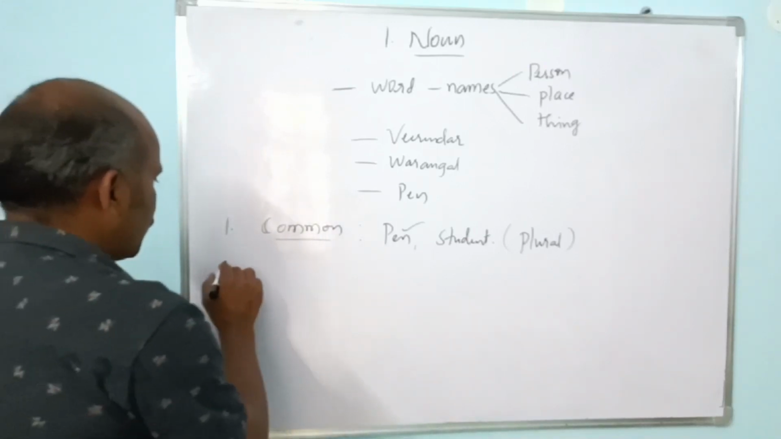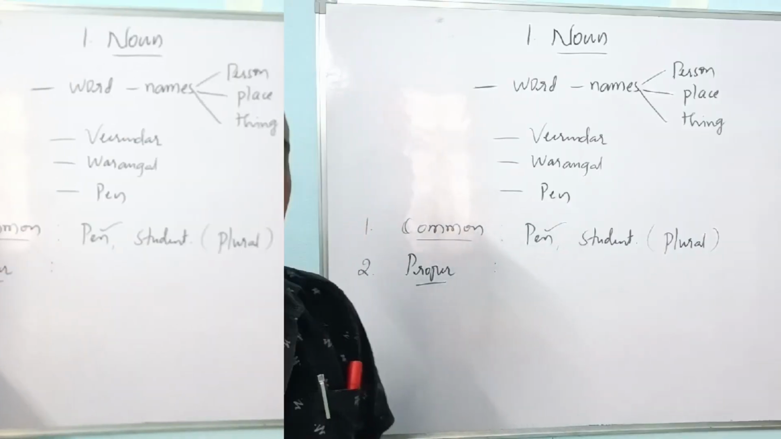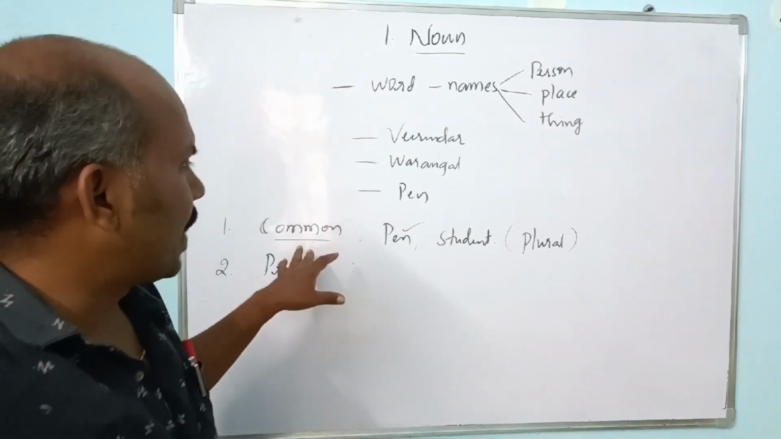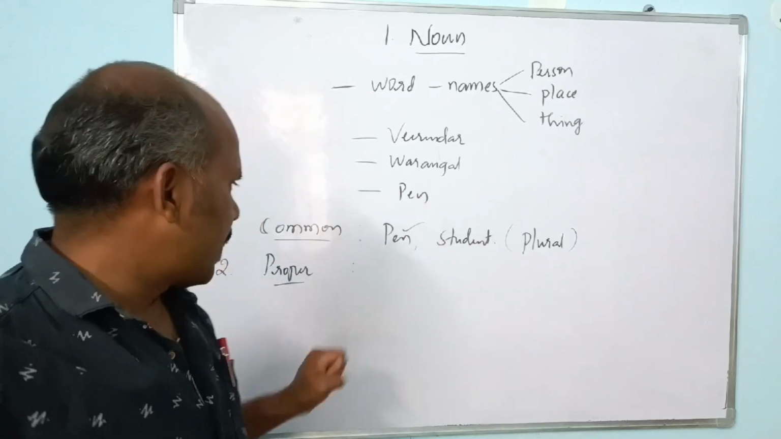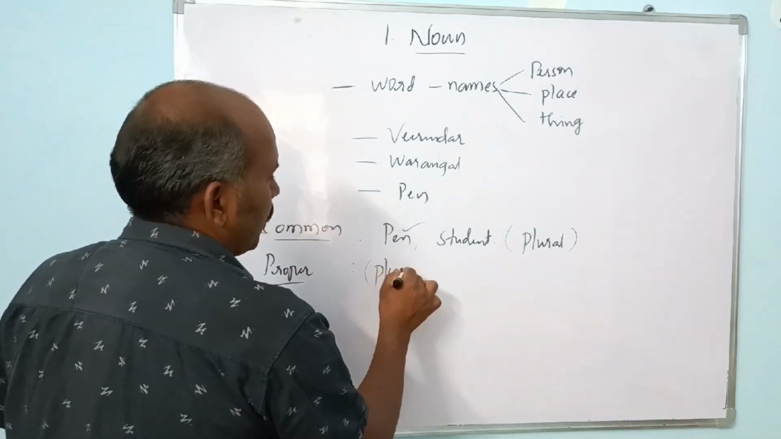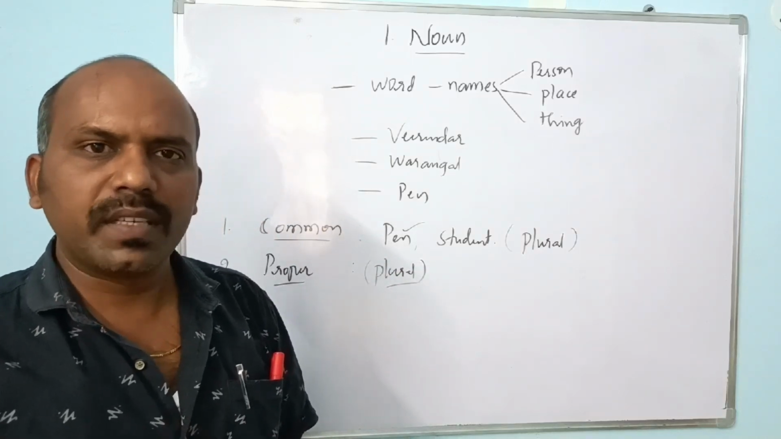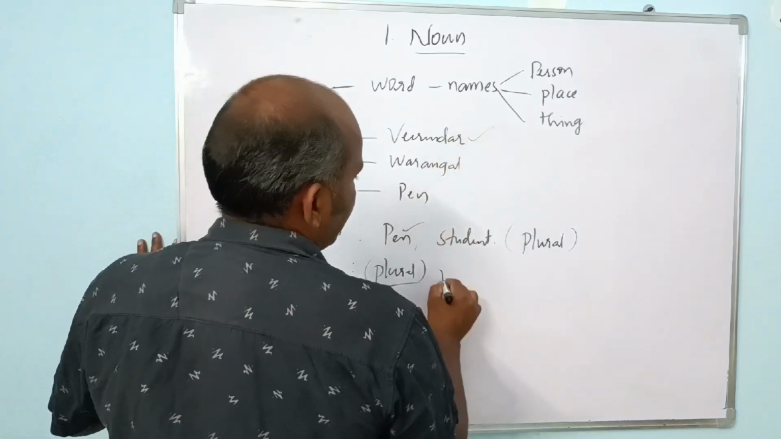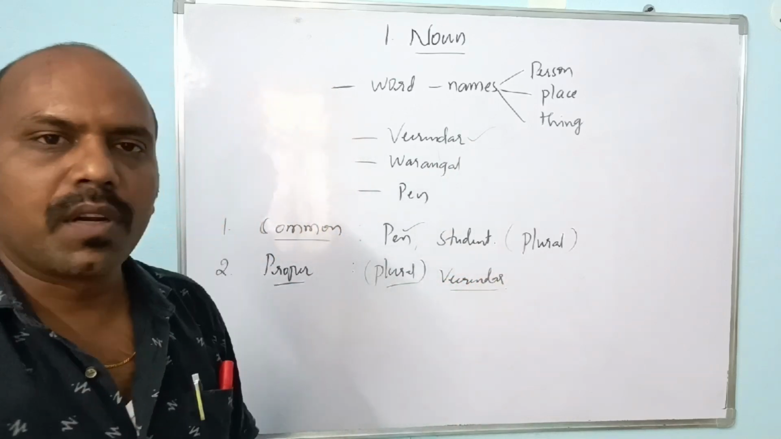And coming to number two, proper noun. Here is a simple thing again: common nouns allow us to make them into plural, whereas proper nouns don't give the chance to make them into plural. Suppose here, take a name, Virendra. There is no plural form for Virendra.